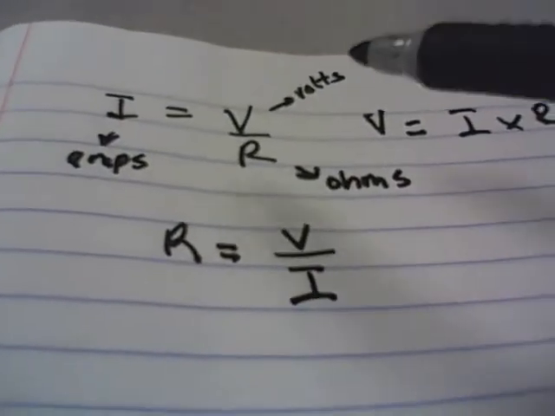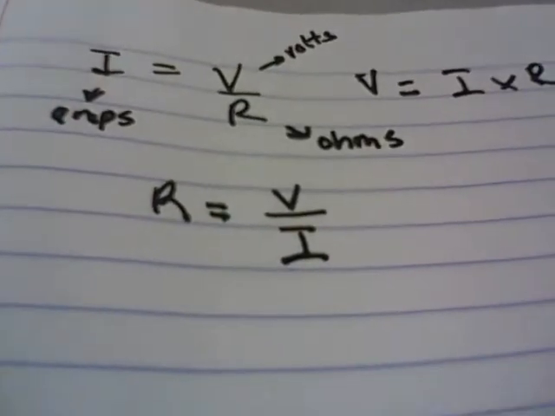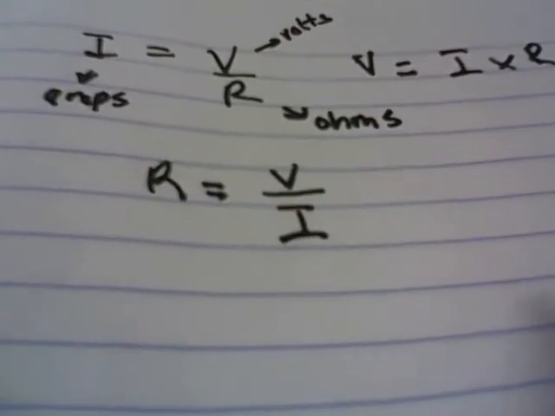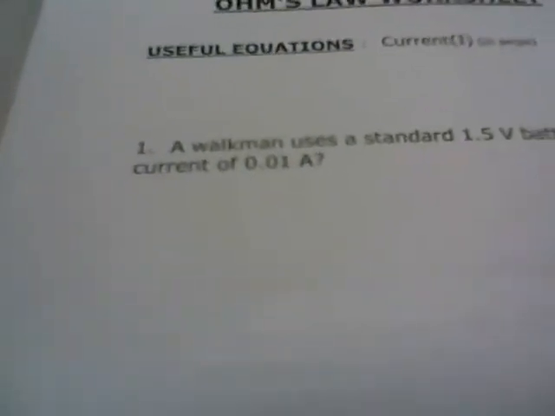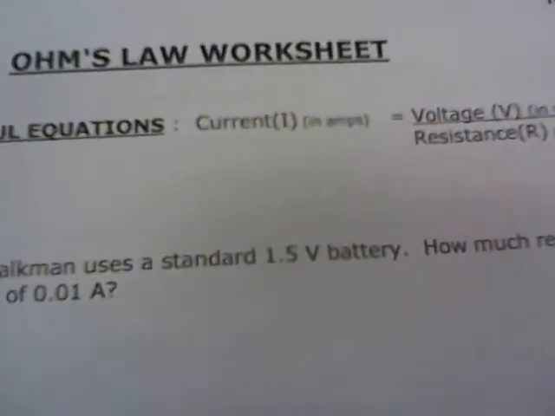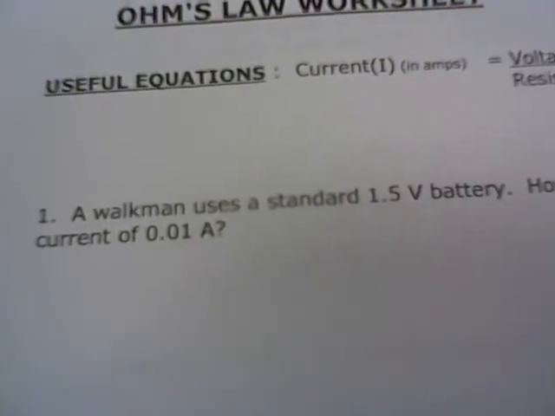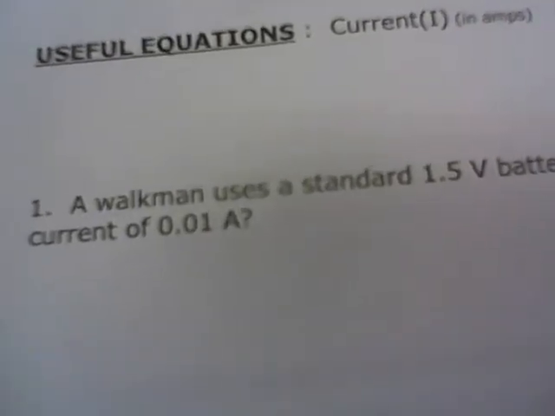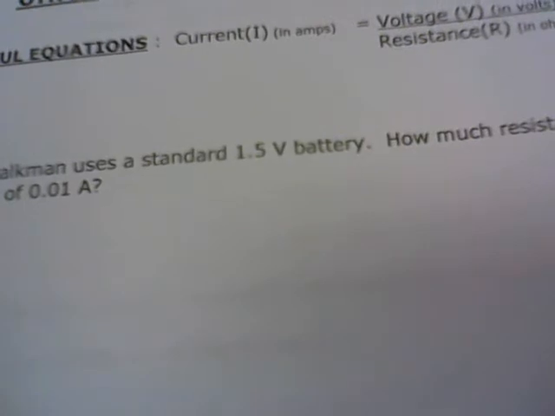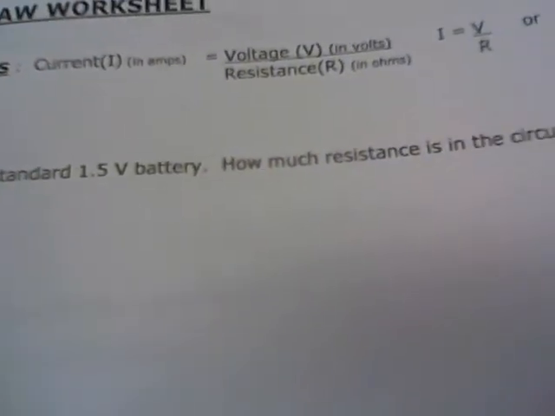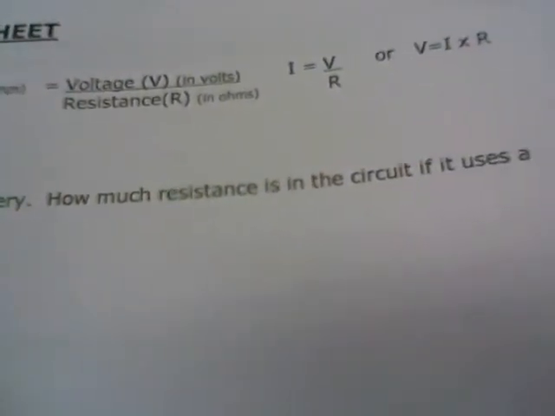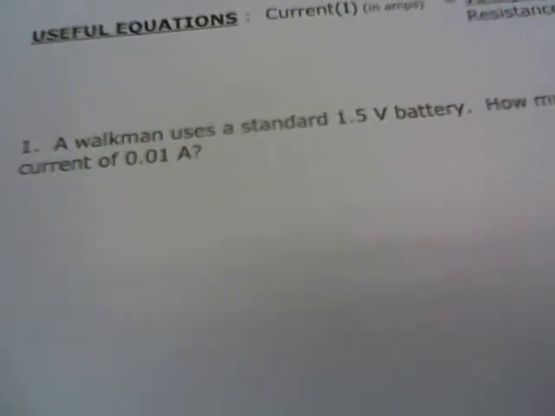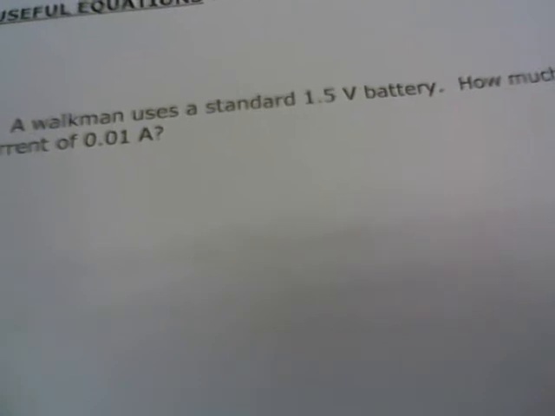And so as I said before, volts, ohms, amps, everything is a plug and chug. You just have to know what you have. So if we go back to your worksheet, we'll start out with question number 1. It says a Walkman, yes, a Walkman, uses a standard 1.5 volt battery. And how much resistance is in the circuit if it uses a current of 0.01 amps?